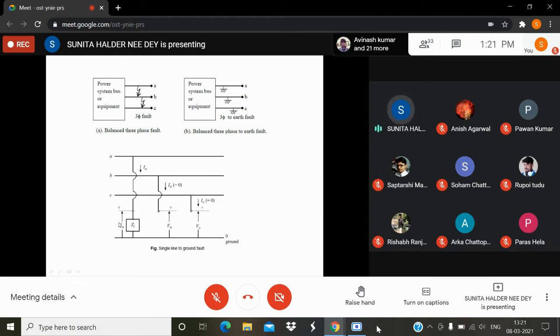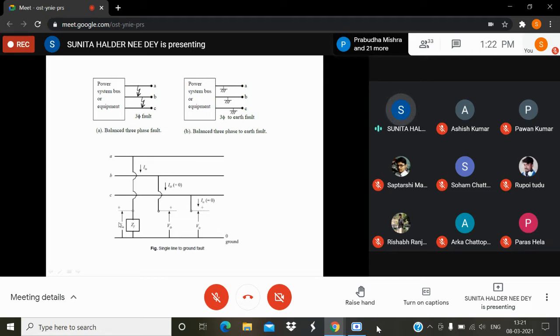Now, what is the problem of asymmetrical fault? All the KCL, KVL are applied for the balanced system. In asymmetrical system, we cannot use these things. So, for that reason, any asymmetrical system we convert into three balanced systems, that is called positive sequence component, zero sequence component, and negative sequence component.